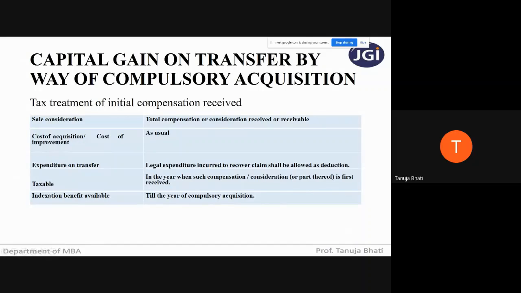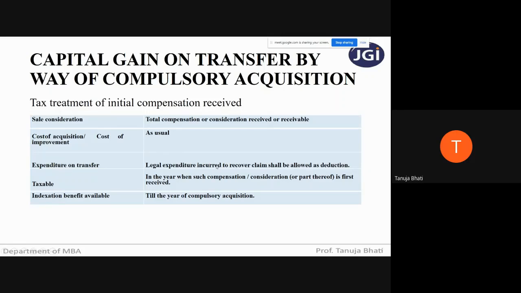So, tax treatment of initial compensation received. What is the sale consideration you're going to take? The total compensation that you're going to receive from the government or from the local authority or from the tribunal, from the court. Whenever you're receiving the compensation amount, it is going to be your sale consideration. Your cost of acquisition and cost of improvement are going to be as usual. Expenditure on transfer will be your legal expenditure incurred to recover your claim, which will also be regarded as expenditure on transfer.